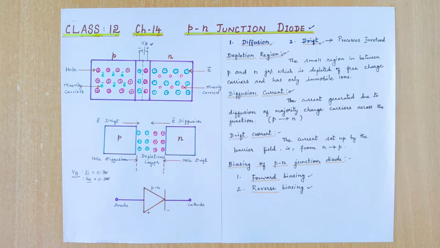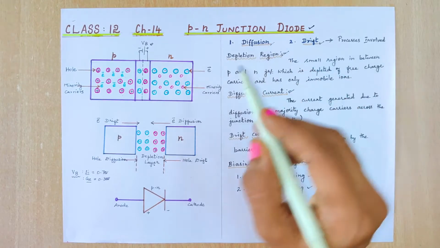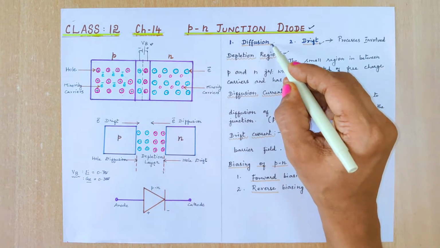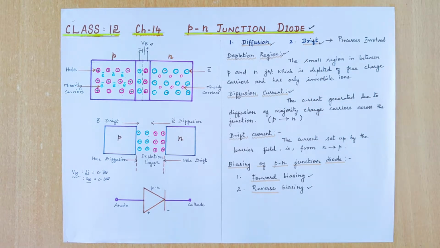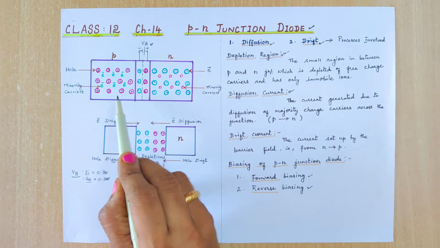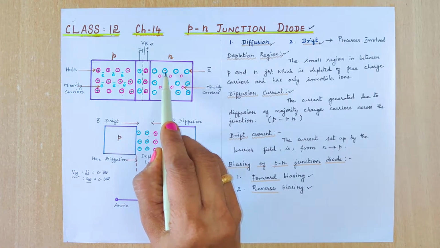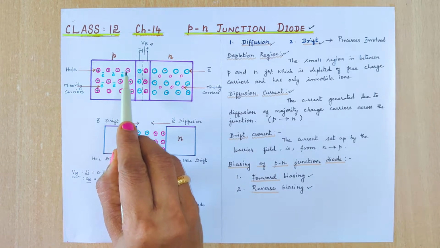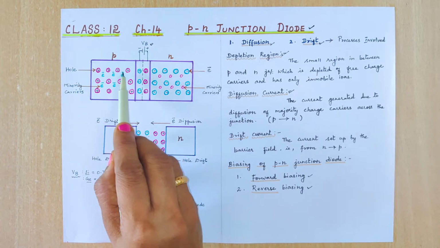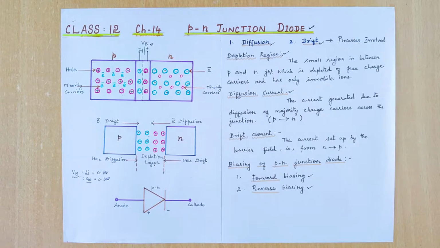When there is no external voltage, we have to discuss the two processes involved in the PN junction diode. Number one is the diffusion process. Number two is the drift process. During diffusion, what happens when P and N are connected? There is a diffusion of electrons from the N side towards the P side, and the holes also capture these electrons. During this diffusion process, a current is generated, and that current is known as the diffusion current.